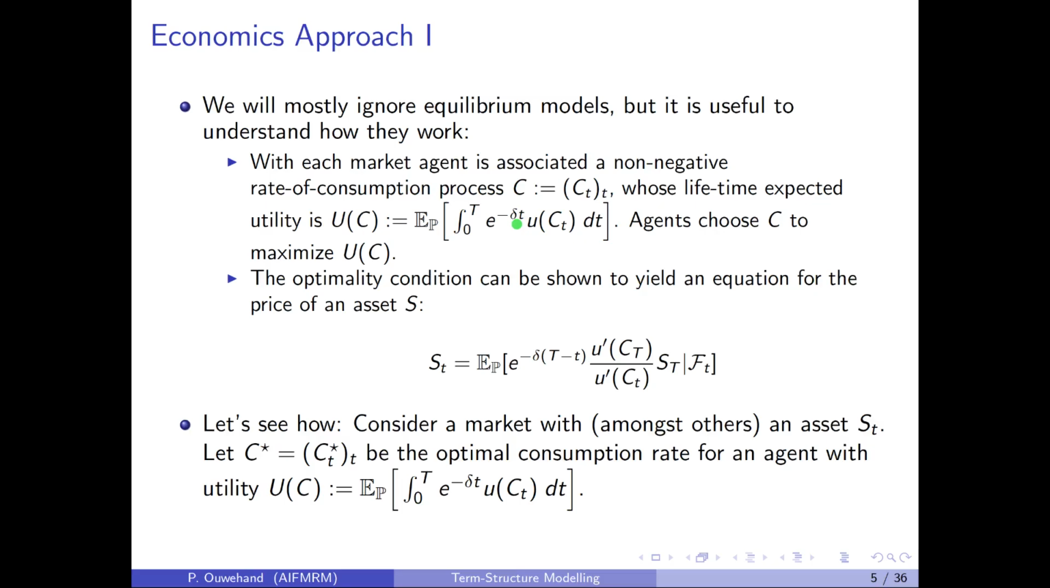An agent with a lifetime expected utility of this particular form must then choose a consumption process C to maximize this function U of C. Now this optimality condition can then be shown to yield an equation for the price of an asset as follows. Let's briefly see where this equation comes from. Consider a market with, amongst others, one asset S_T, and let C* be the optimal consumption rate for an agent with the lifetime expected utility of this particular form.